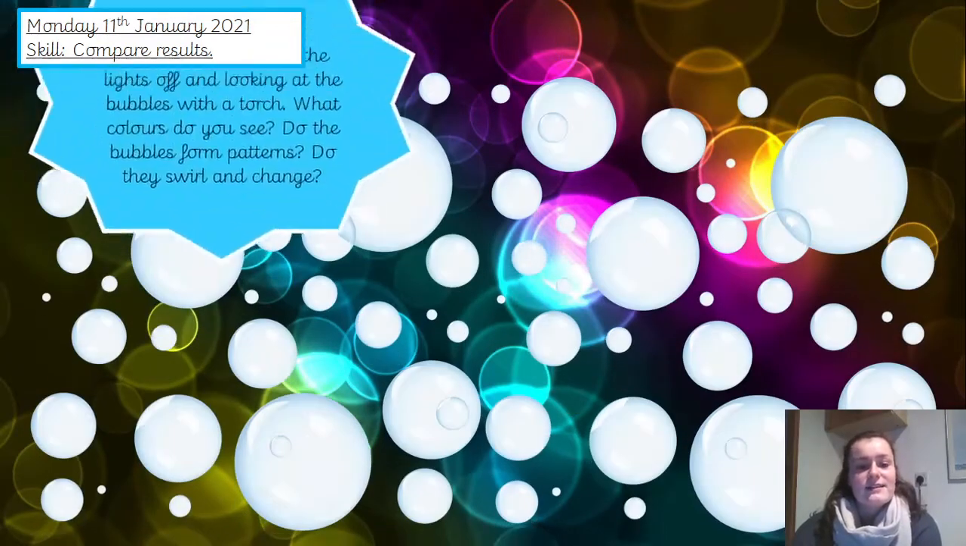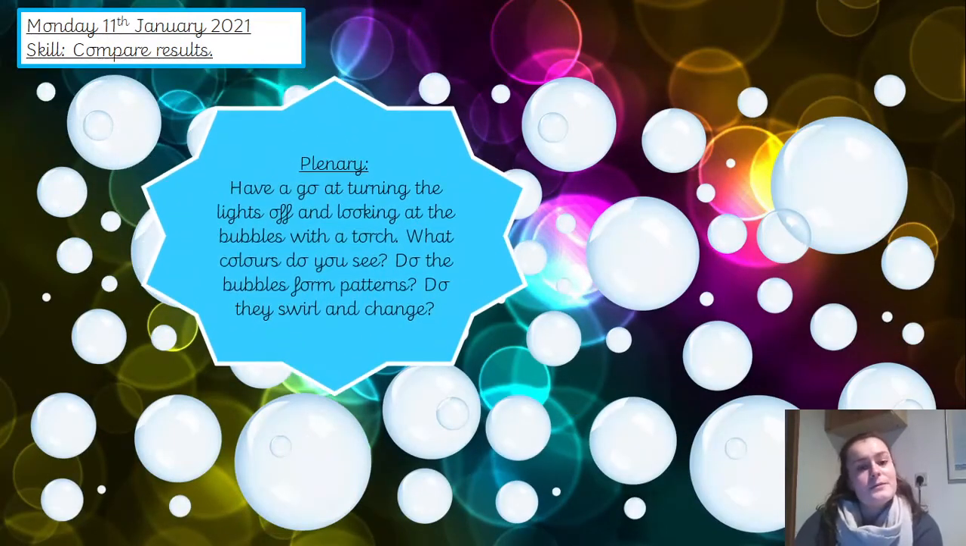Okay, finally then, you might not be able to do this now, but maybe next time you have a bath, or if it's suitable to do it now, that would be great. But have a go at turning the lights off and looking at the bubbles with a torch. What colours do you see? Do the bubbles form patterns? Do they swirl and change? So that's a little challenge for you all to have a go at some point.